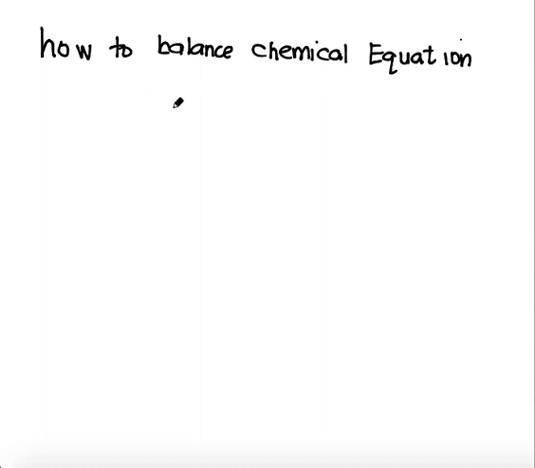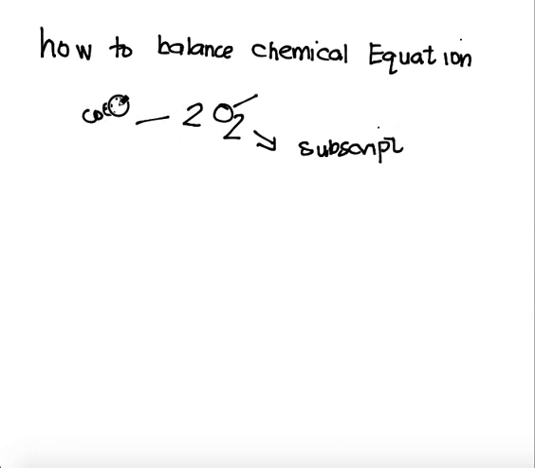Take for example a molecule such as O2. This is an element, the symbol for oxygen. We have the subscript, and we also have the coefficient. In balancing a chemical equation, it's very important to know that there are two sides in the chemical equation.